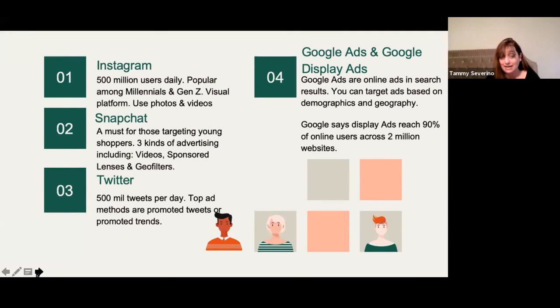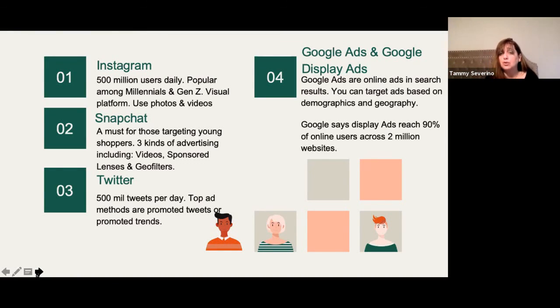And we have Twitter. 500 million tweets a day are still floating through. And actually over COVID, that number has gone up because more people are more active on social media right now because they've been working from home. The top ad methods here are promoted tweets, very much like a promoted post on Facebook, and promoted trends. When you go onto Twitter, you will see each day things that are trending: something interesting in politics, something going on in entertainment, the talked about topics. So you can promote a particular trend as part of your advertising.